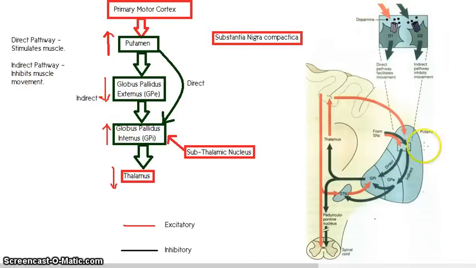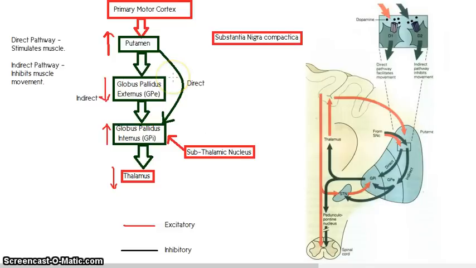And it's the exact same here if we look. So let's follow the indirect pathway again. The putamen increases in activity. This increases the inhibition of the globus pallidus externus. That decreases the inhibition towards the globus pallidus internus, which increases its inhibition on the thalamus, which decreases the excitation on the primary motor cortex. It's the exact same on this figure.